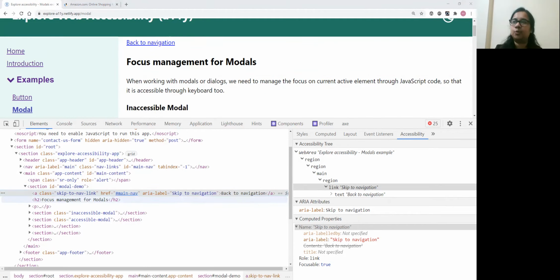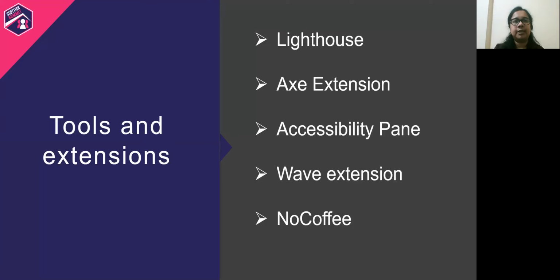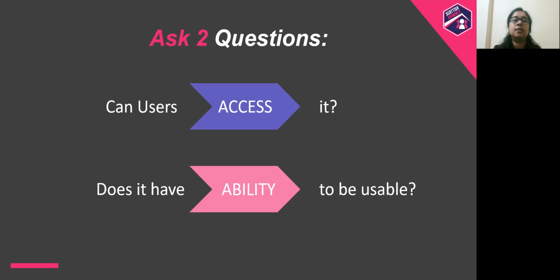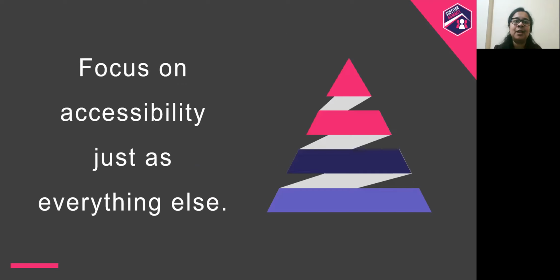So back to the presentation. We have seen how we can audit for accessibility. To summarize, whenever we are creating something, always ask two questions: Can users access it? If yes, does it have the ability to be usable? If the answer to these two questions is yes, then you have done a very good job, and I'm sure you have created an inclusive and accessible website for all. Focus on accessibility just as on everything else.